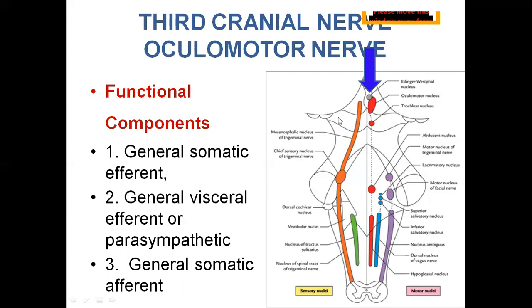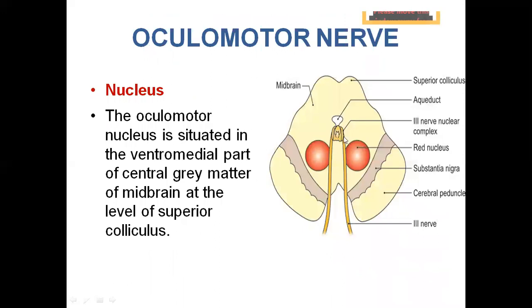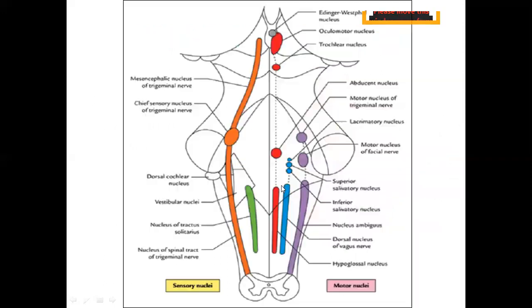The functional components of the third cranial nerve are general somatic efferent, efferent being motor, general visceral efferent, also called parasympathetic, and general somatic afferent. Afferent is sensory. Hence, it is a mixed nerve; we have afferent and efferent components. The nucleus of the oculomotor nerve is situated in the midbrain, in the ventromedial part of the central gray matter, at the level of the superior colliculus. The levels you will learn when we do neuroanatomy, nothing to worry.